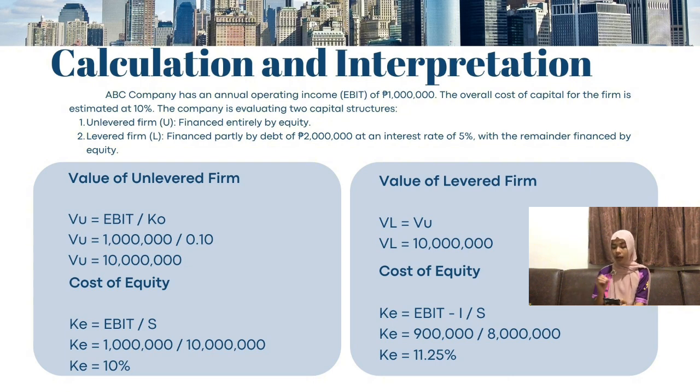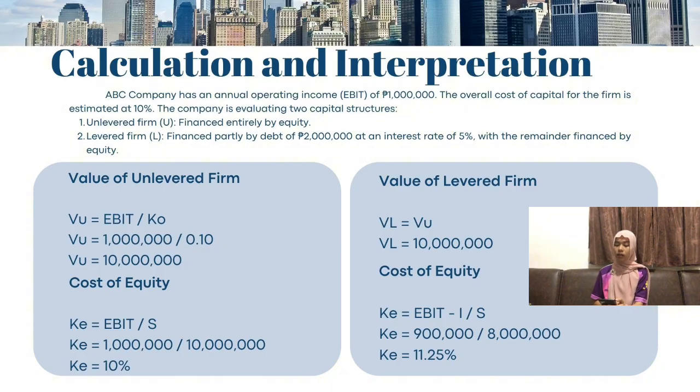Sa ating value of unlevered firm, let's go back sa ating formula. VU is equal to EBIT over the cost of capital. Ang ating EBIT is 1 million, so 1 million divided by our cost of capital na 10%, which gives us the value of the unlevered firm na 10 million. So here, sa value of the levered firm, since the concept is that the value of the levered firm and the unlevered firm is the same, i-equal na lang natin siya. So the value of the levered firm is also equal to 10 million.